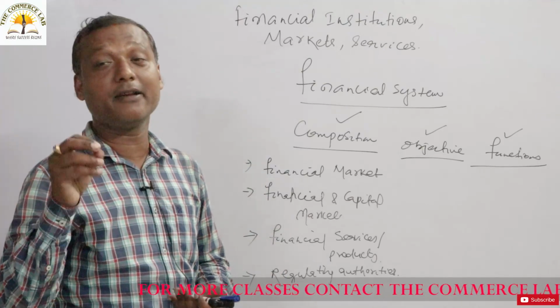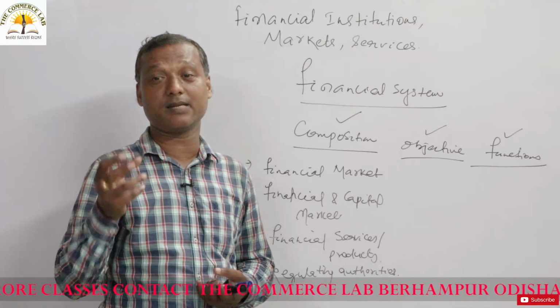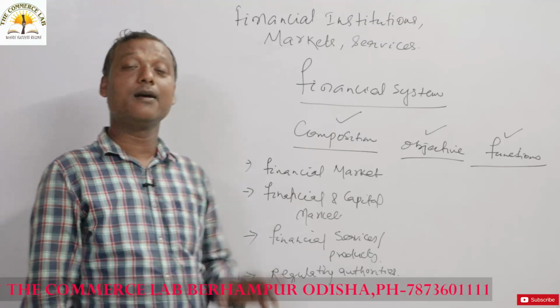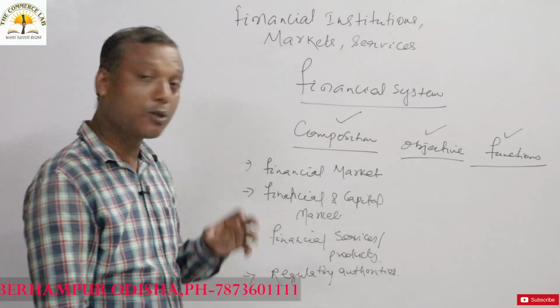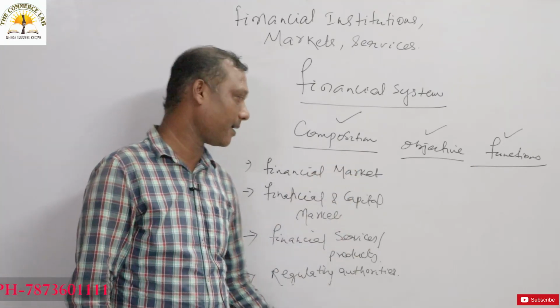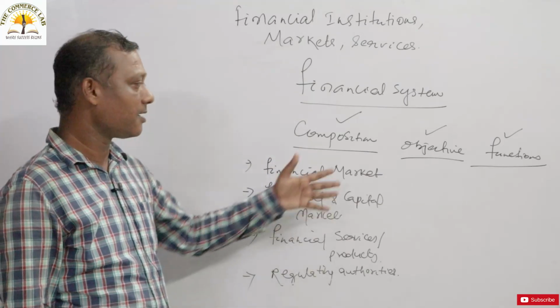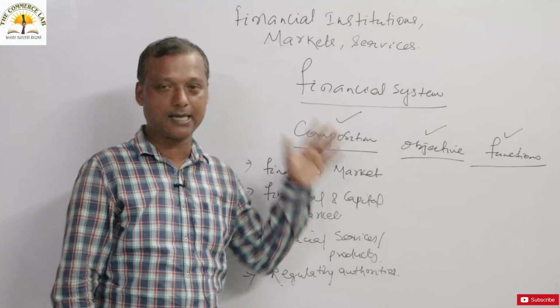Regulating authority is needed because everything becomes dangerous without any control, without any regulations. So here we will talk about the different functions and different roles performed by different regulating authorities to check the activities performed by the financial and capital markets. This is all about the composition of the financial system. Now I will focus on discussing the objectives and functions of the financial system.